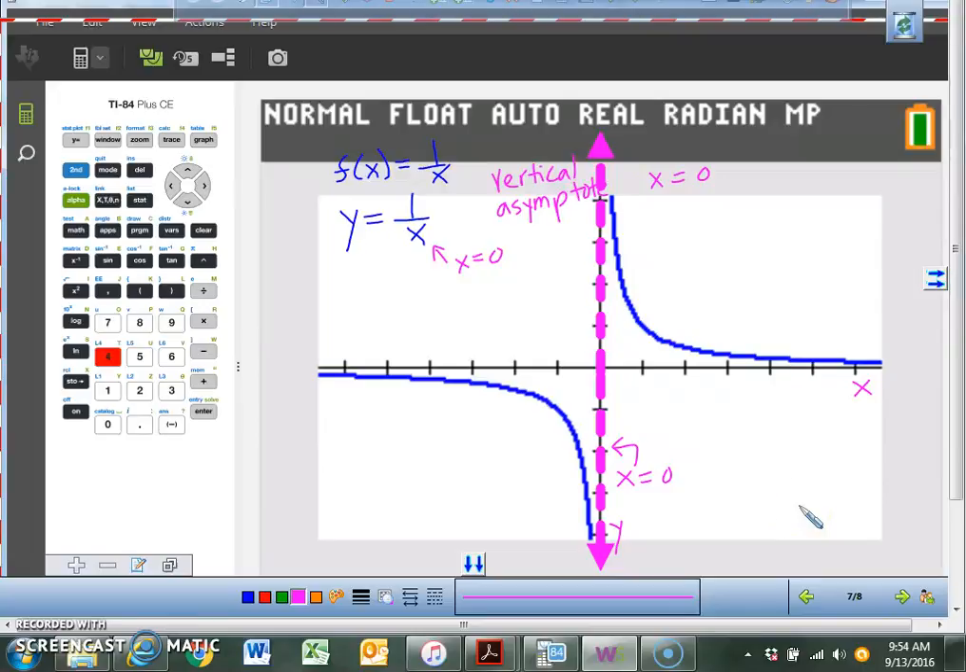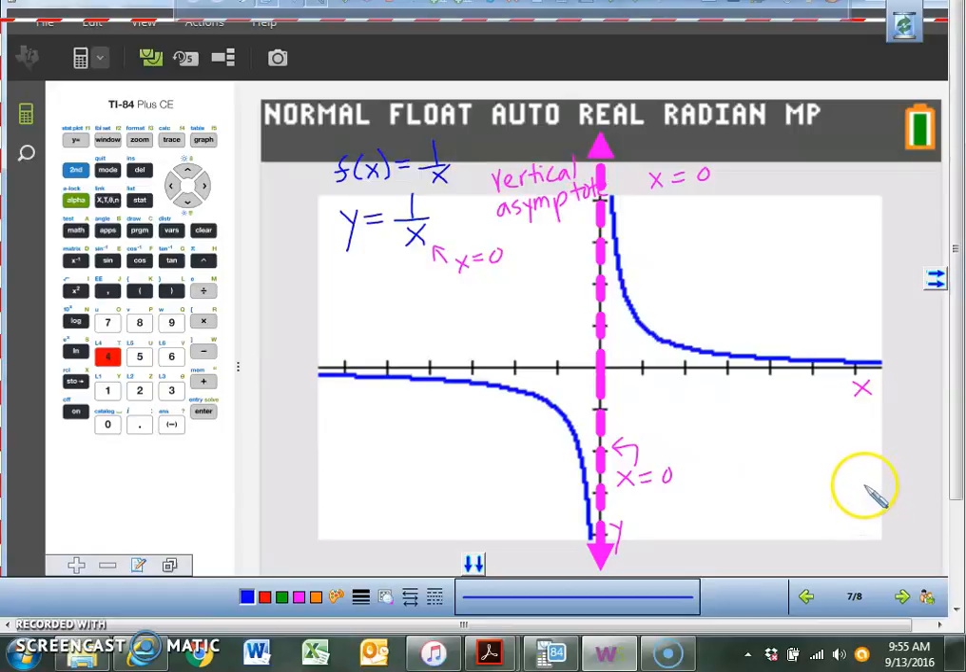Now, anytime you guys can make a denominator in a rational function equal to 0, what are you going to have? You're going to have a vertical asymptote at that particular place. We'll do some more examples here in just a second.